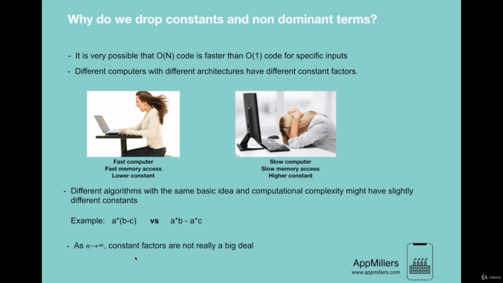Hopefully you understand why we need to drop constant and non-dominant terms from the algorithms. This makes our life easier to compare our algorithms without depending on the characteristics of computers and computational complexity of different operations.